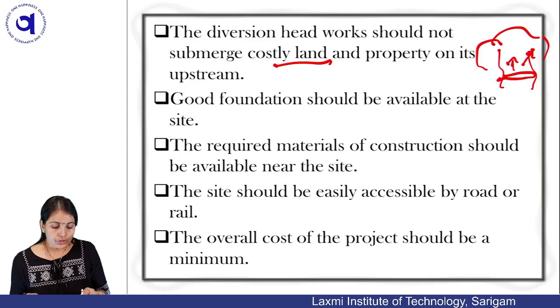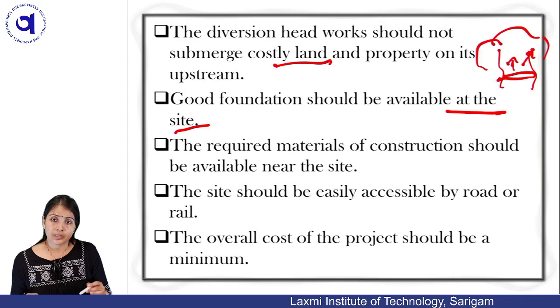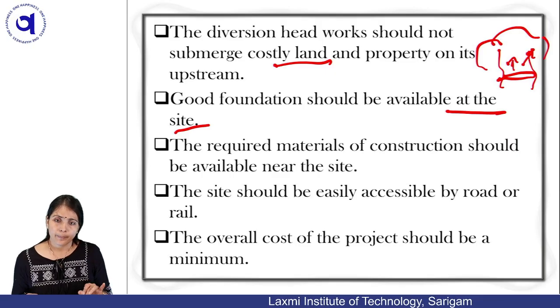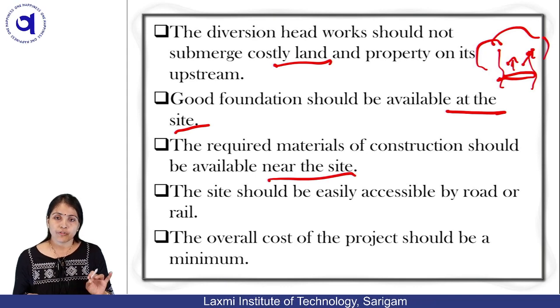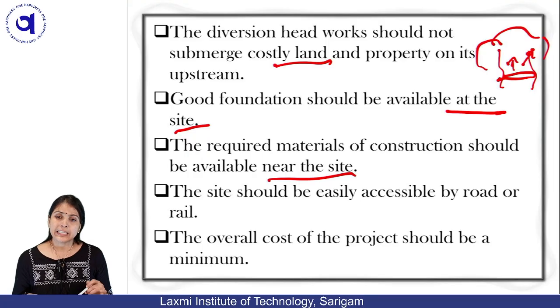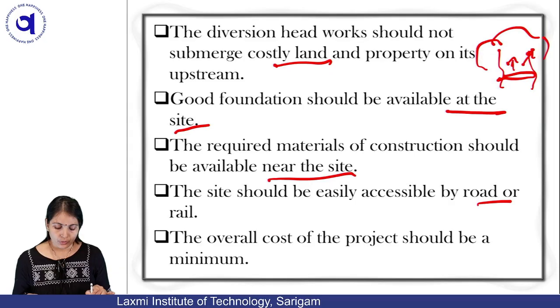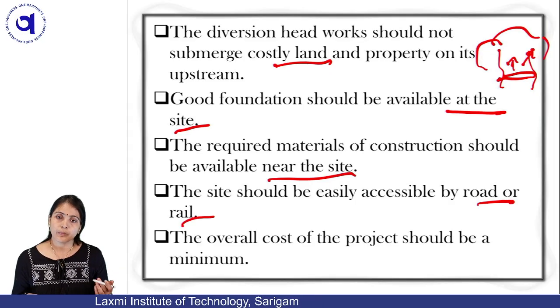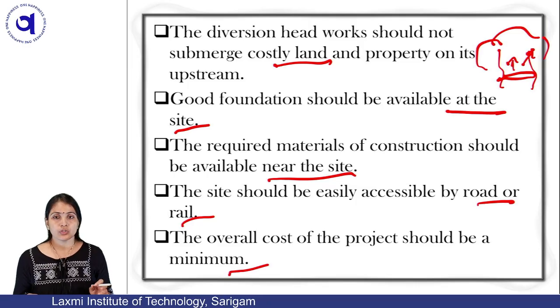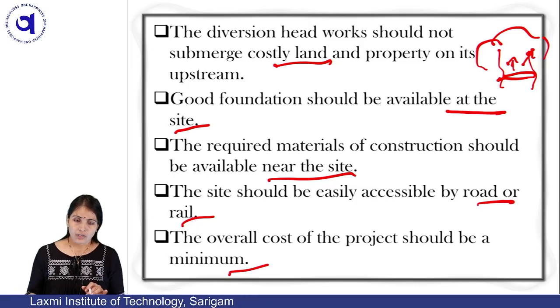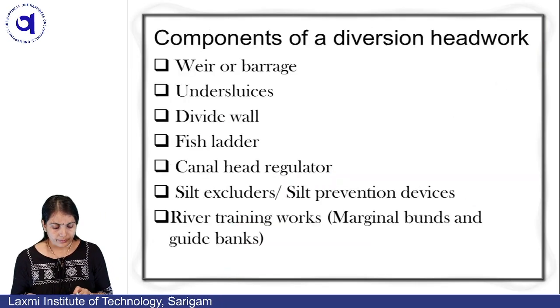Okay, good foundation should be available at the site. So you must keep in mind that hard strata must be available there. The required material of construction should be nearly available at the site. So whatever materials we require for the construction of this diversion headwork should be easily available at the site. The site should be easily accessible by road or rail, so that we can supply the building materials. The overall cost of the project should be minimum. So in short, the cost of the project should be minimum.